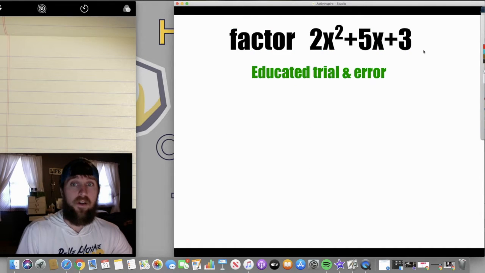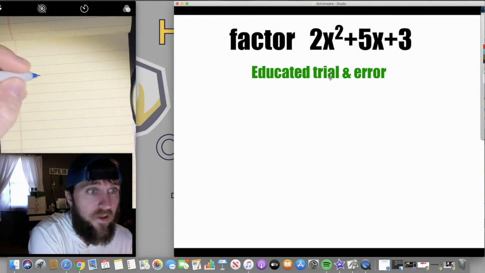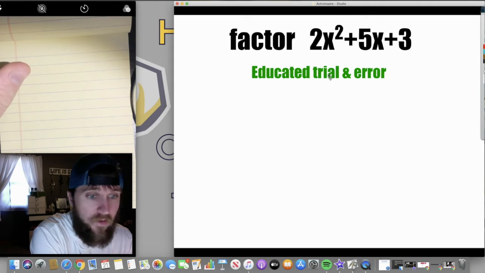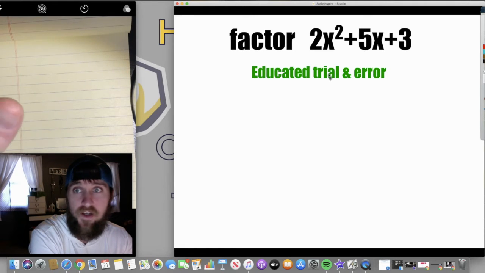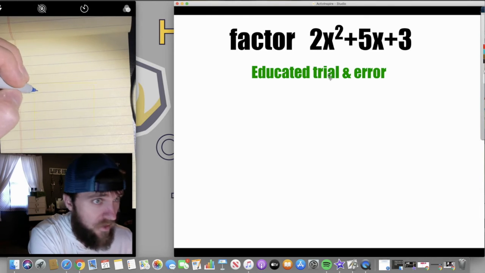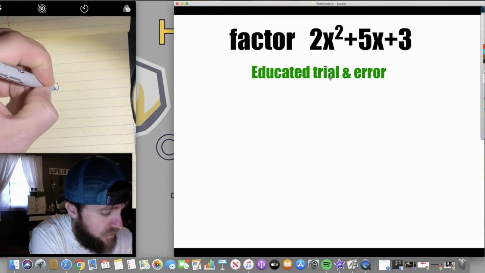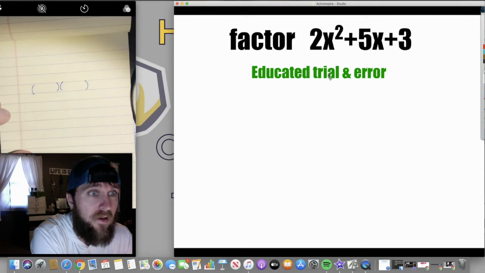Now, for the most part, it's a little bit of guess and check. We want to be somewhat educated. For the most part, you're just going to be putting the numbers into the spots of the binomials and just checking to see if it works. For this first one, I'll show actually doing that distributive property for the check. First thing, do they have anything that can come out of all three of them? No. So we are going to jump into our two binomials.